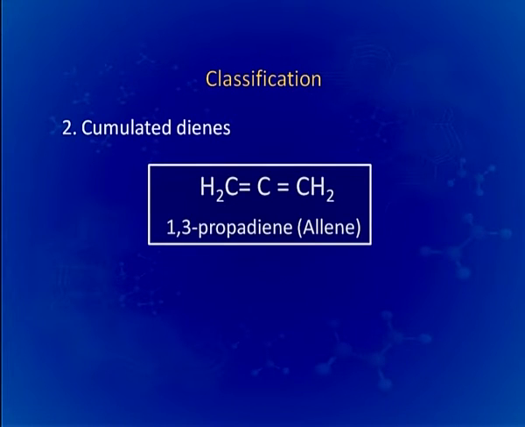The second category of the diene is the cumulated diene. Cumulated diene means double bonds are present at adjacent positions. They are commonly known as allenes.